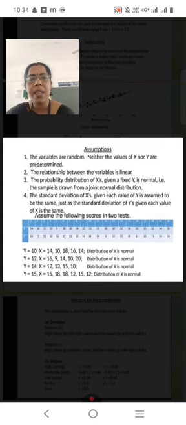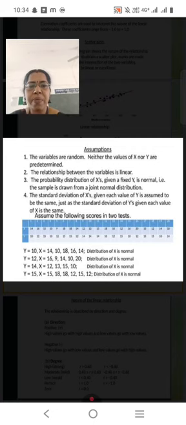assumptions. The variables are random. Neither the values of x nor y are predetermined. The relationship between the variables is linear. The probability distribution of x is given. For a fixed y, it is normal. That is, the sample is drawn from a joint normal distribution. The standard deviation of x given each value of y is assumed to be the same, just as the standard deviation of y given each value of x is the same. Assume the following scores in two tests. Y distribution.